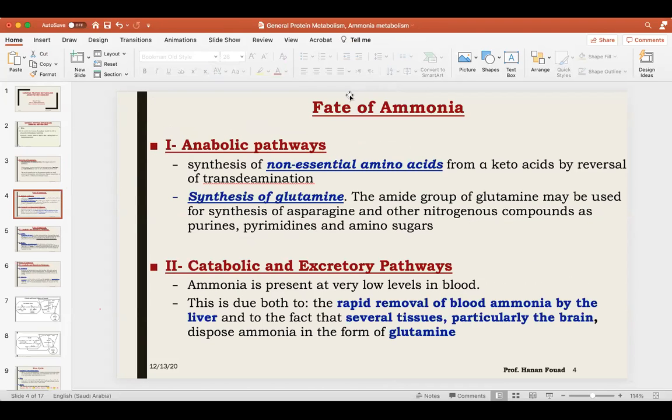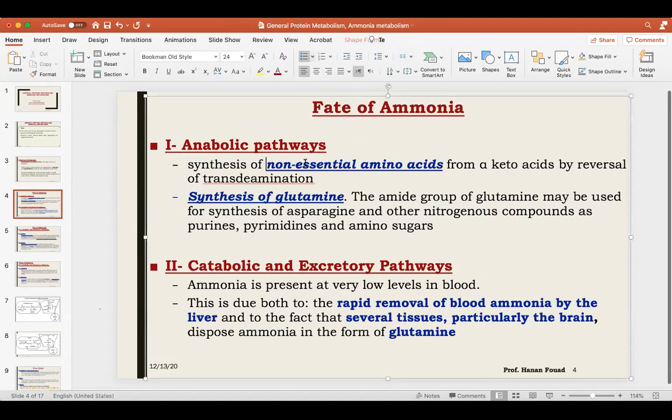What is the fate of ammonia? Ammonia has an anabolic fate and a catabolic fate. Anabolic means building, synthesis. Ammonia can be utilized for synthesis of non-essential amino acids. As we will see, ammonia enters in the synthesis of glutamine. What is glutamine? It is glutamic acid, and we bind ammonia onto glutamic acid, so it is converted into glutamine. We are going to study this on the diagram.